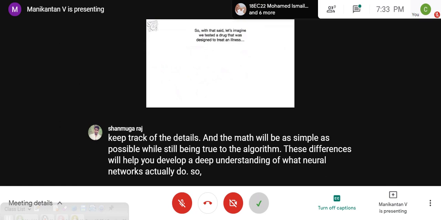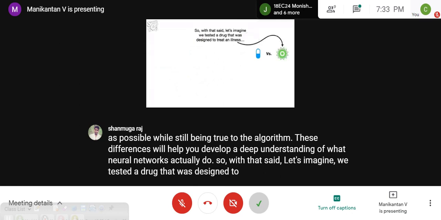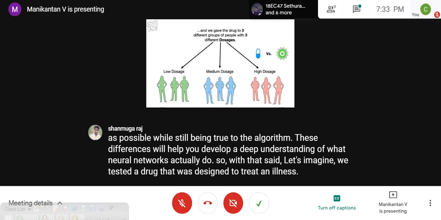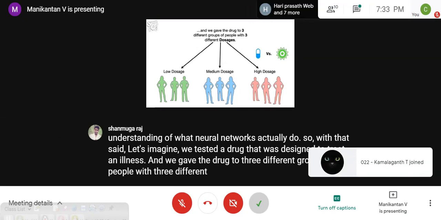So, with that said, let's imagine we tested a drug that was designed to treat an illness. And we gave the drug to 3 different groups of people with 3 different dosages.